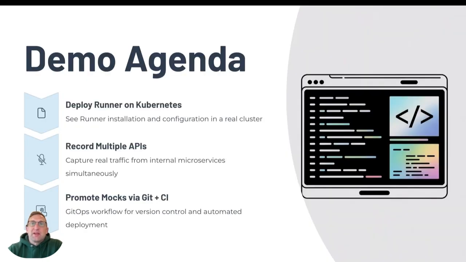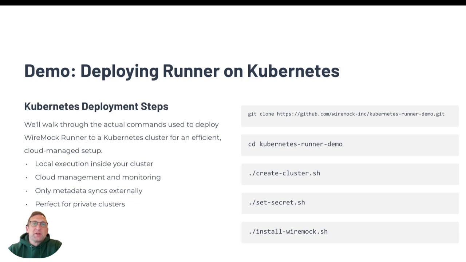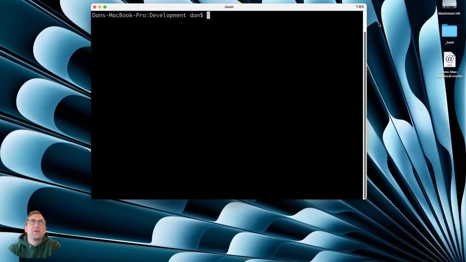So let's take a look at what the demo agenda is today. We're going to deploy Runner on a fresh Kubernetes cluster that I'll create using Kind on my macOS laptop. We'll then record multiple APIs using the record many feature of WireMock Runner. And then we'll have a discussion on promoting mocks via Git and CI. So first we're going to deploy Runner on Kubernetes. We're going to be following the instructions in docs.wiremock.io, found underneath the how-to guides in the Runner section, running on Kubernetes. Let's start to issue these commands.